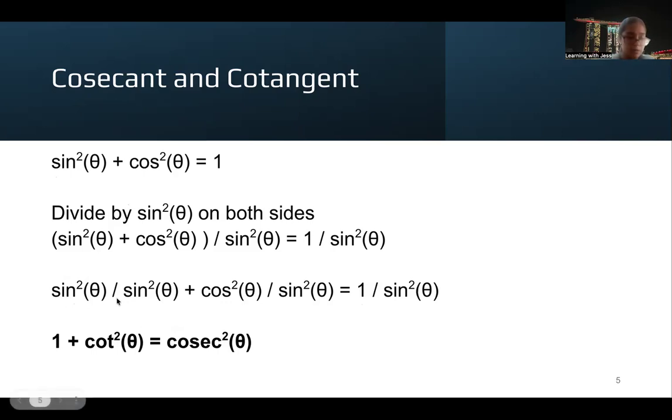Sine squared theta over sine squared theta is equal to 1. Cos squared theta over sine squared theta is equal to cotangent squared, which, as I just said, is the reciprocal of tan, so it would be cos over sine. 1 over sine squared theta becomes cosecant squared. And this is our identified equation from this equation here.